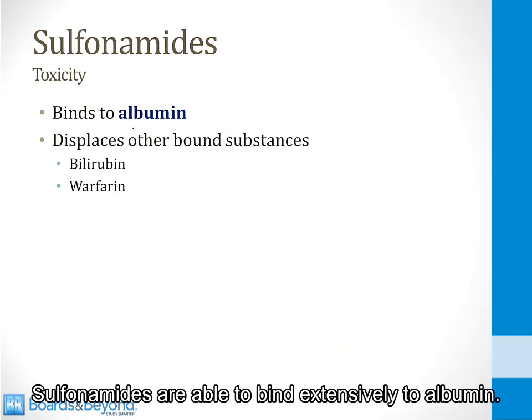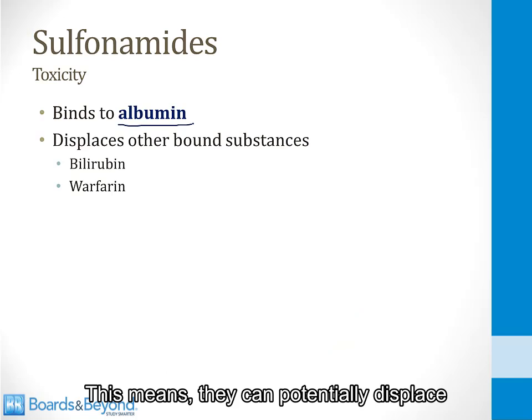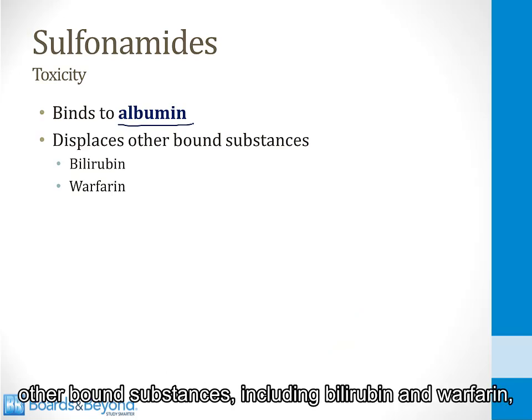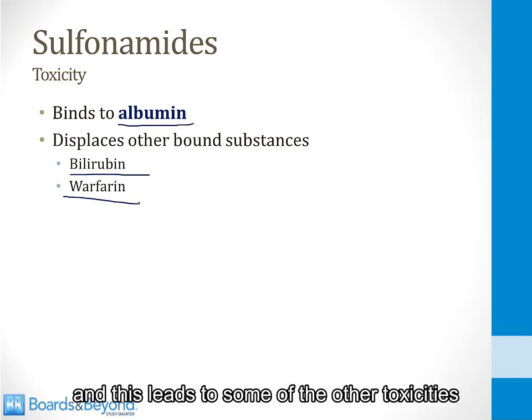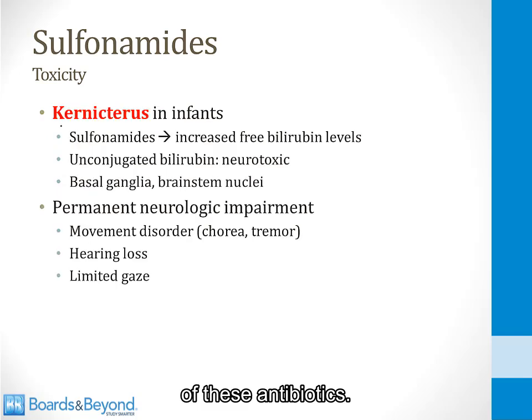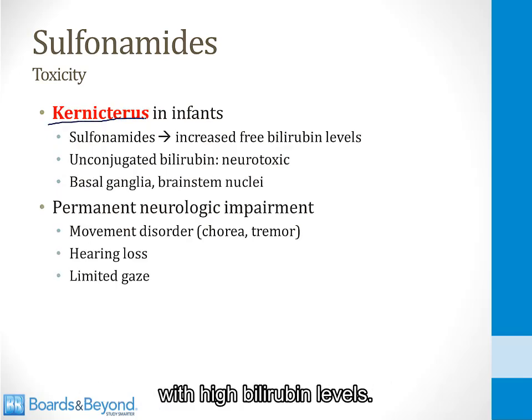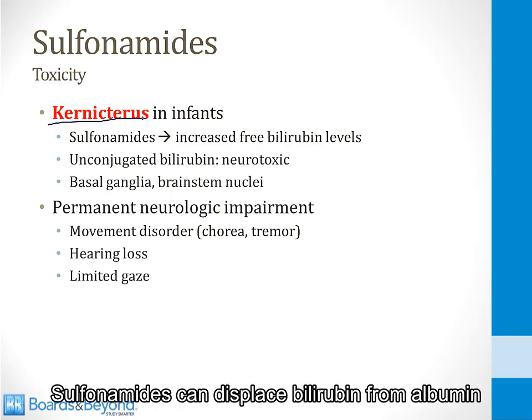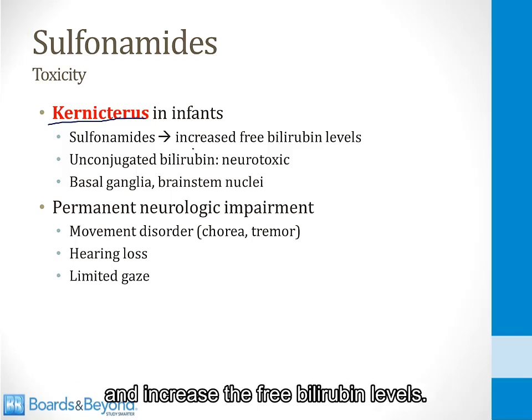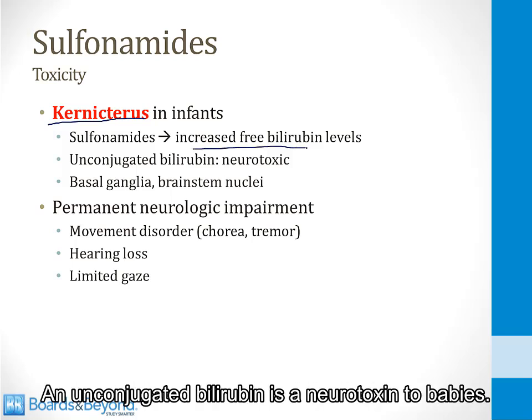Sulfonamides are able to bind extensively to albumin. This means they can potentially displace other bound substances including bilirubin and warfarin, and this leads to some of the other toxicities of these antibiotics. One of those toxicities is kernicterus, which is a syndrome that occurs in infants with high bilirubin levels. Sulfonamides can displace bilirubin from albumin and increase the free bilirubin levels, and unconjugated bilirubin is a neurotoxin to babies.